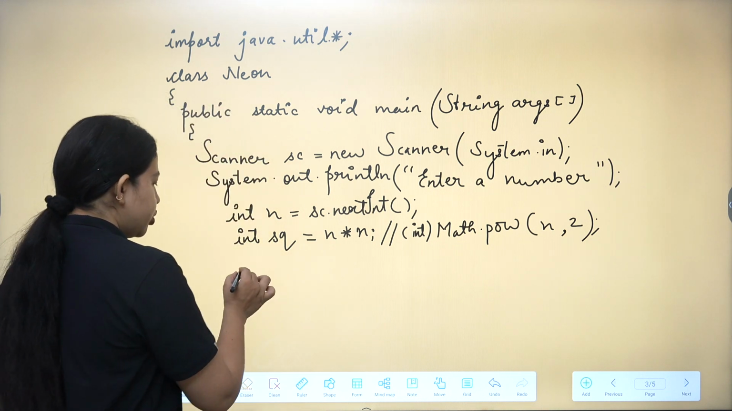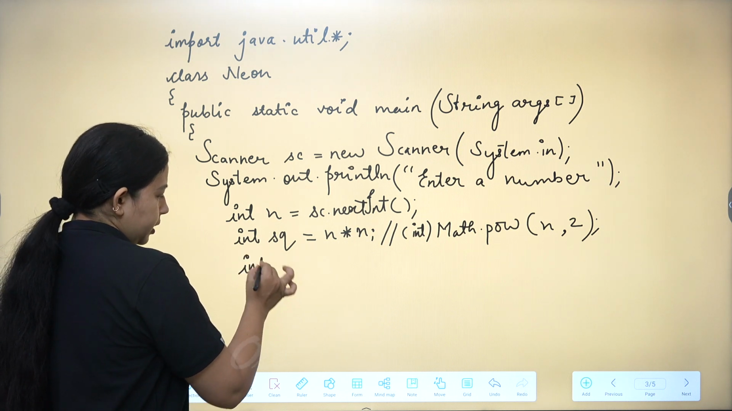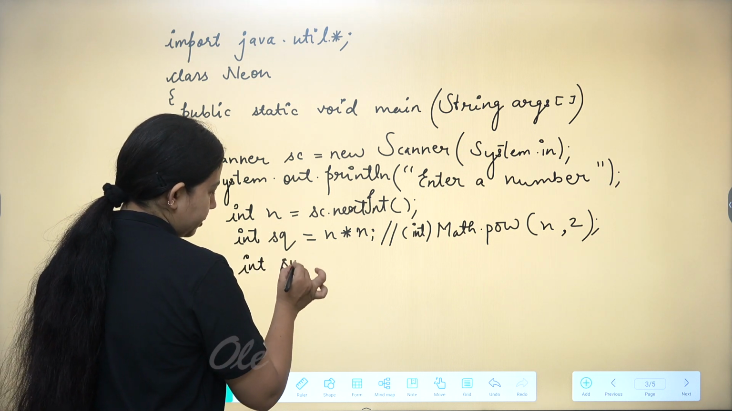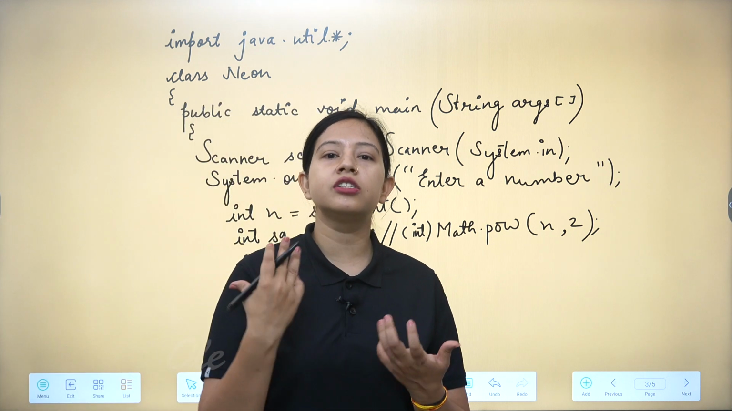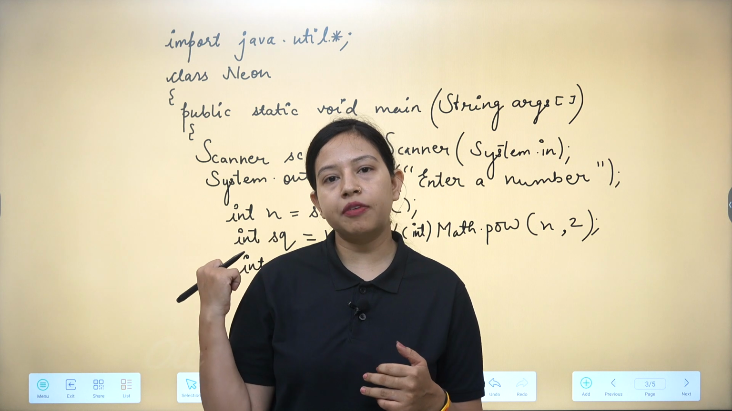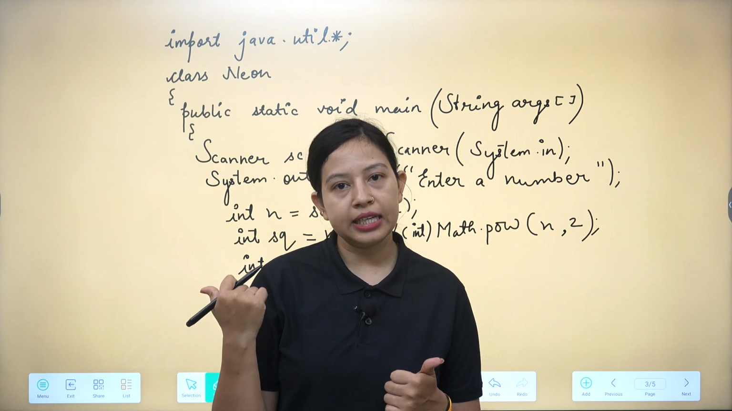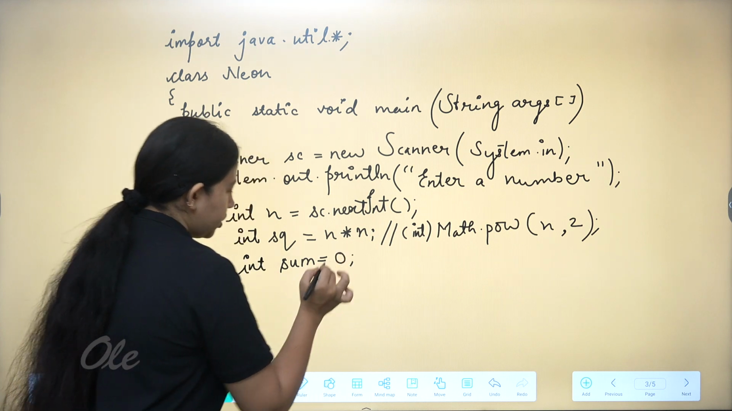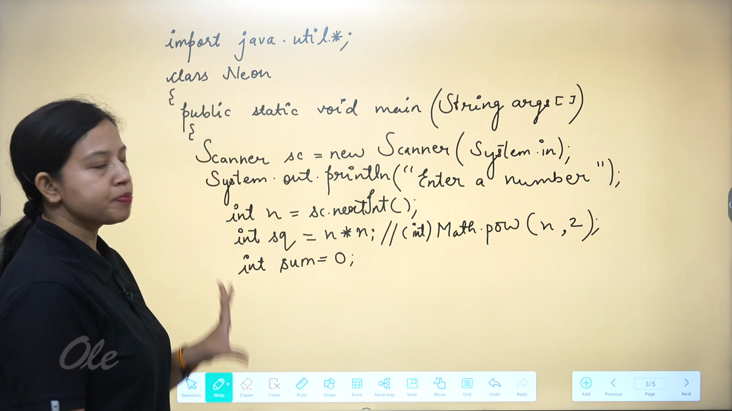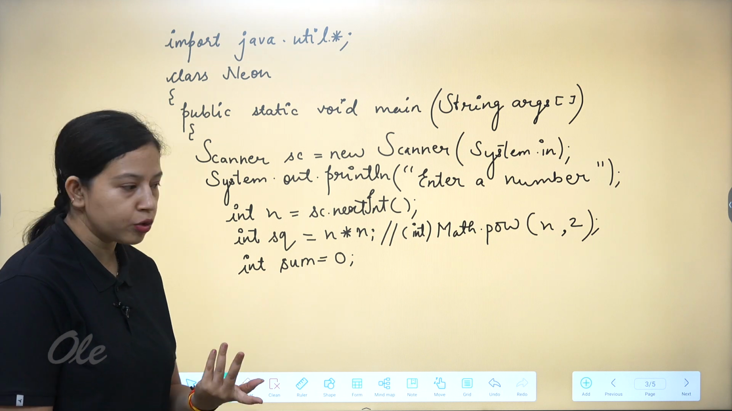Alright, and as you know, you need to take the sum of the digits. So I'll take a variable sum, and initially it is going to be initialized with its default value. What data type are we using over here? We are using int. That's why the default value is 0. Alright, so this is the first part of the code which has been completed.